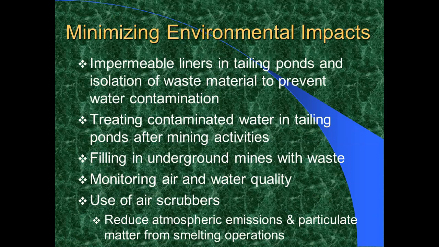Now, as we've done before, what can we do to minimize the environmental impacts? We're never going to eliminate them, but what can we do to lessen the environmental impacts? Well, the first thing we can do is use impermeable liners in tailing ponds. So if we have a tailing pond on site, before we put any liquid tailings into it, we're going to line it, usually with impermeable material, maybe plastic liners, maybe both, so that material doesn't leach into the subsurface, creating contamination.